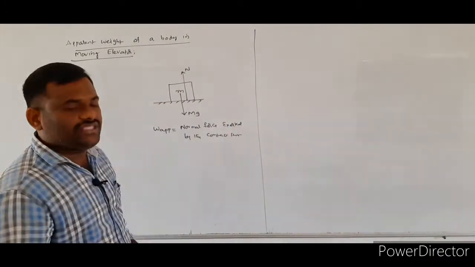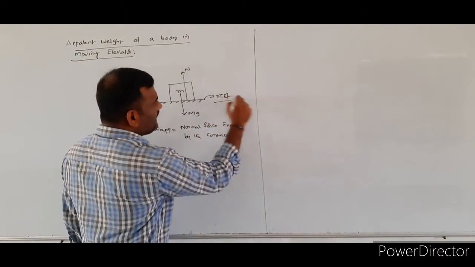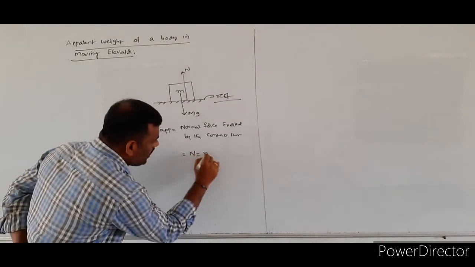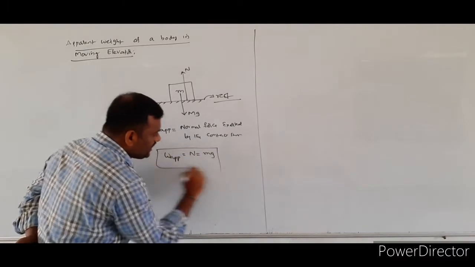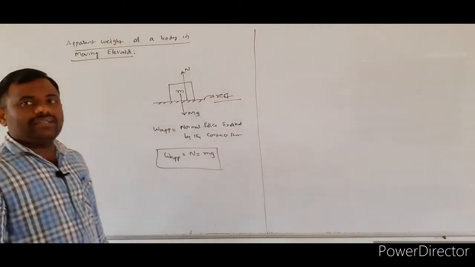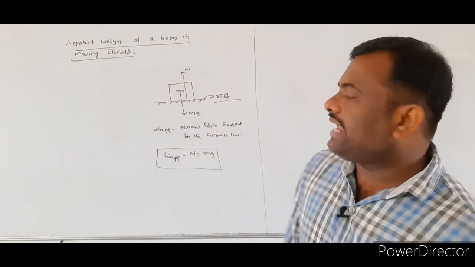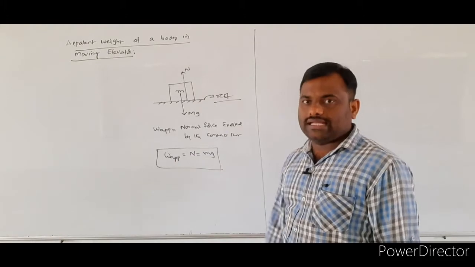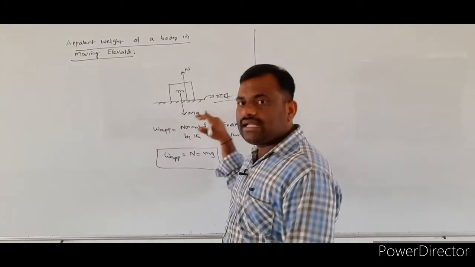For this application, the surface is in the state of rest. So the normal reaction value is equal to mg. For this simple application, we will say the apparent weight of the given block is equal to the normal reaction, and that value is equal to what? mg. Like this we have to calculate the normal reaction value in the case of a horizontal surface.